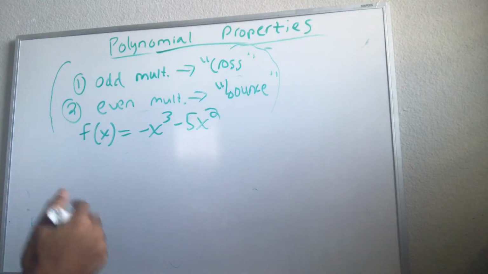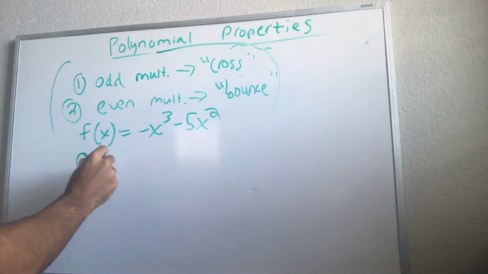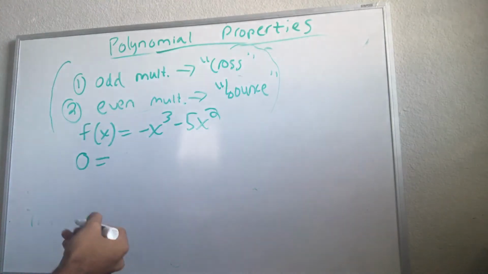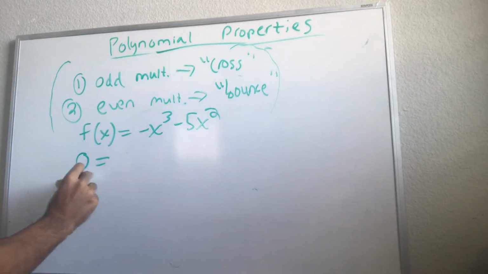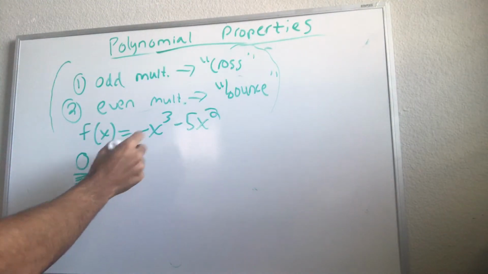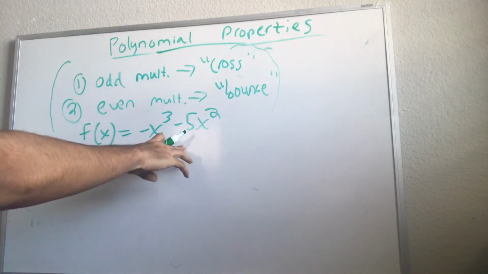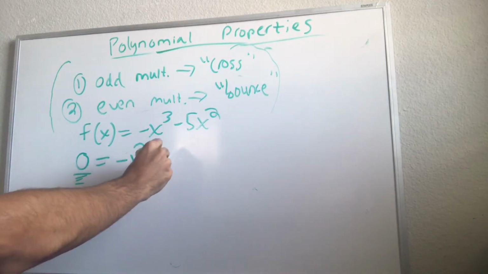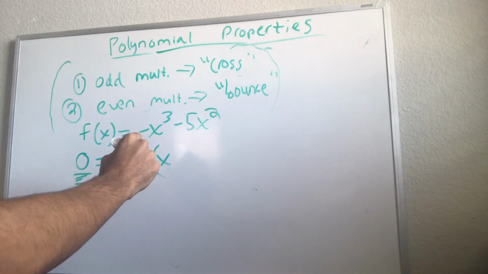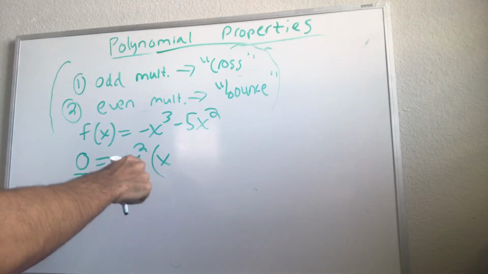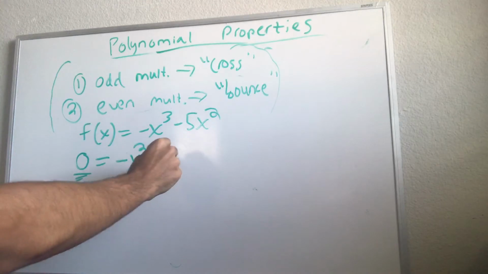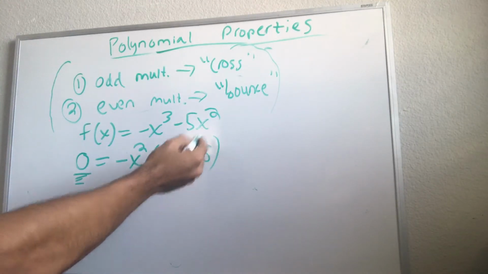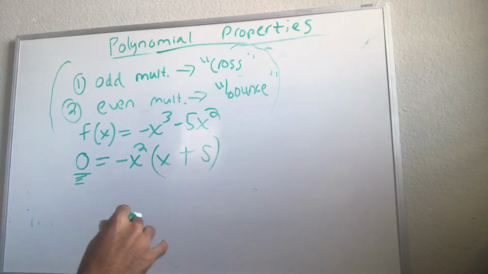So let's do that first. We set this to 0, so we can determine the x-intercepts. Again, the x-intercepts are values of x for which y is 0. So we factor this out. As we factor this out, we see it's negative x squared times x plus 5, because this gives us negative x cubed minus 5x squared. And really, this is what we have.